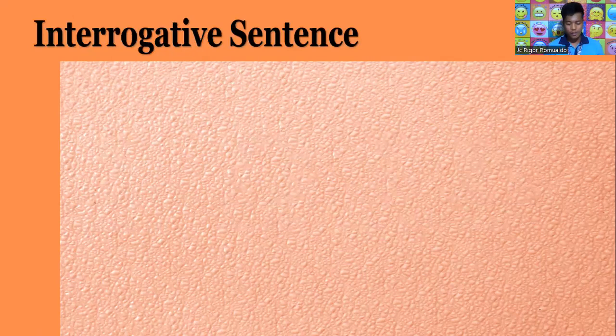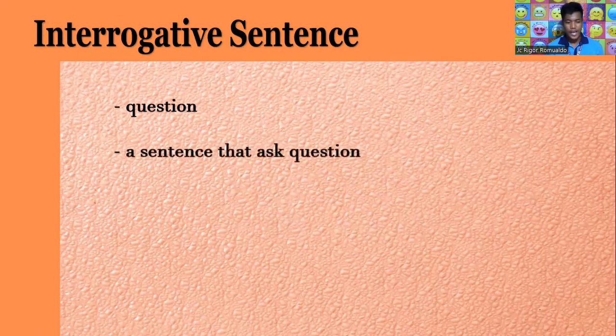So under interrogative, it is all about question. When you produce a sentence that is formed into a question, that is under interrogative. A sentence that asks a question. Any sentence formed into interrogative is always a question. So maybe you utter something to someone and it is formed into a question, that is an interrogative.